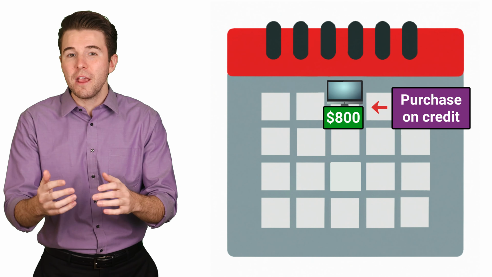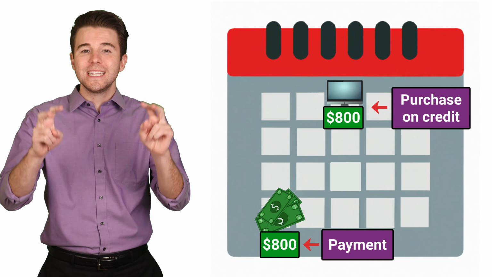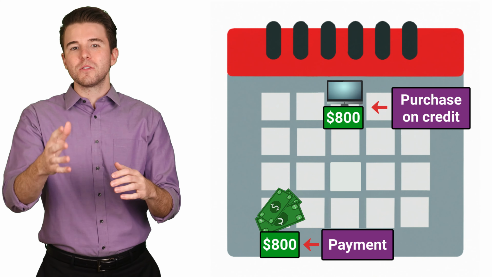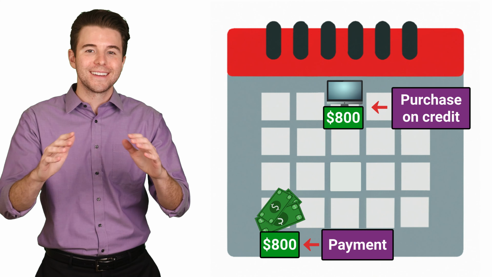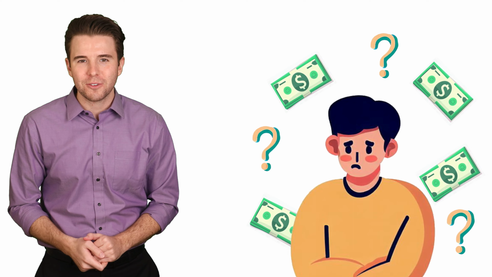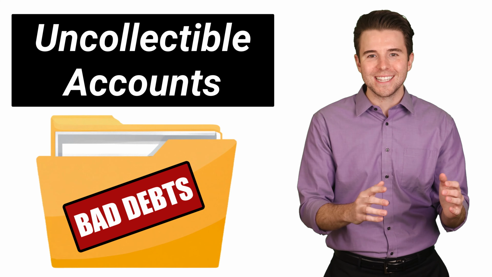In business, we sometimes allow customers to pay for products or services at a later date, called granting credit. Now, unfortunately, some of those customers won't pay us back. This could be because they are having financial troubles, or they never plan on paying us back in the first place. Whatever the reason is, we call these uncollectible accounts or bad debts.